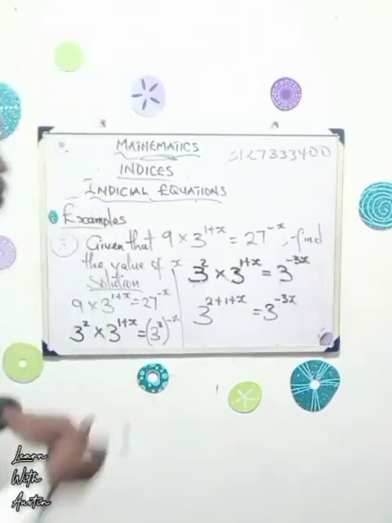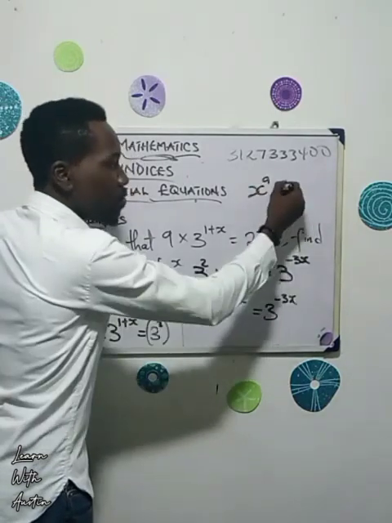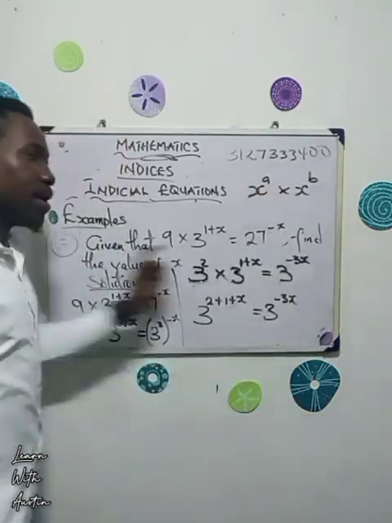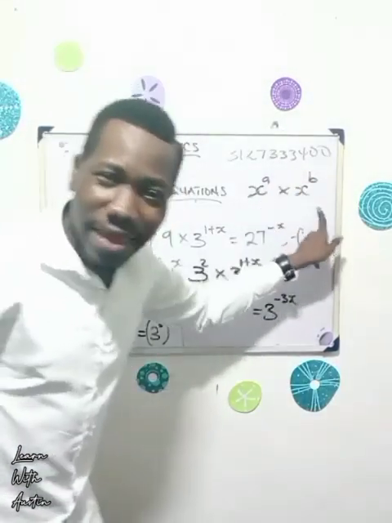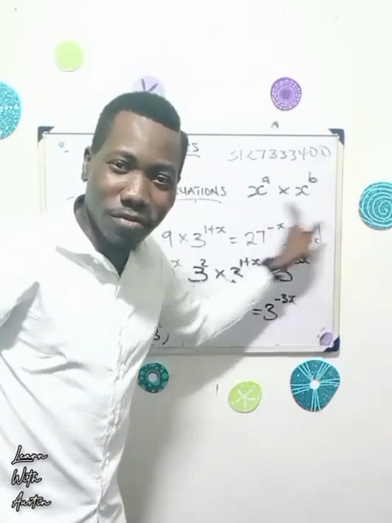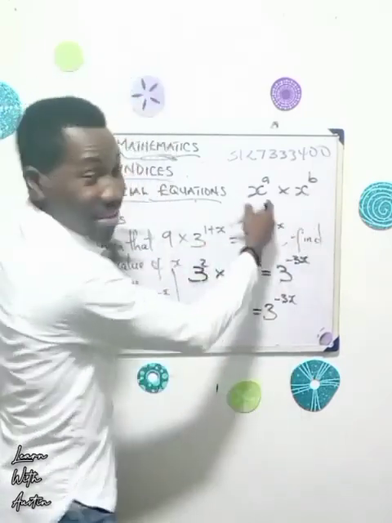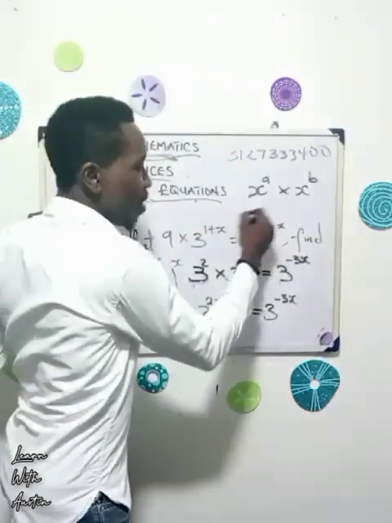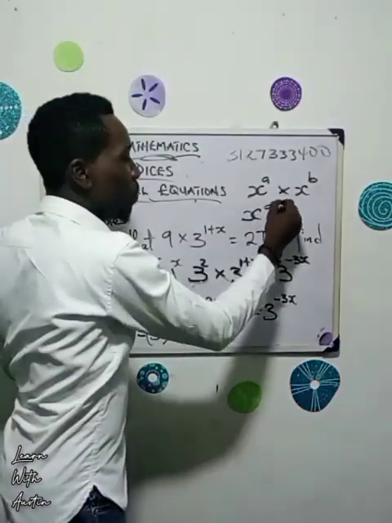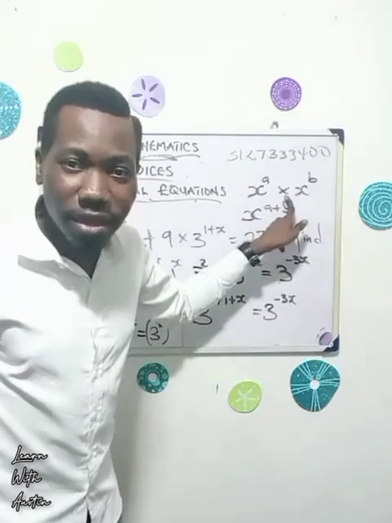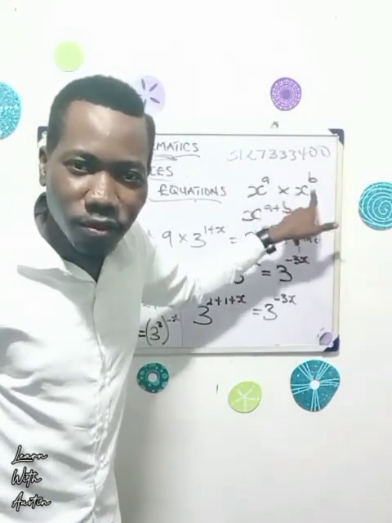Okay, let me explain. So the rule again says that x raised to the power of a times x raised to the power of b: anytime you have a number raised to a power times another number of the same base raised to its own power, your answer will be the same base, x, raised to the sum of the two powers, a plus b. That's when you have multiplication. This is called the addition law. So x raised to the power of a times x raised to the power of b.